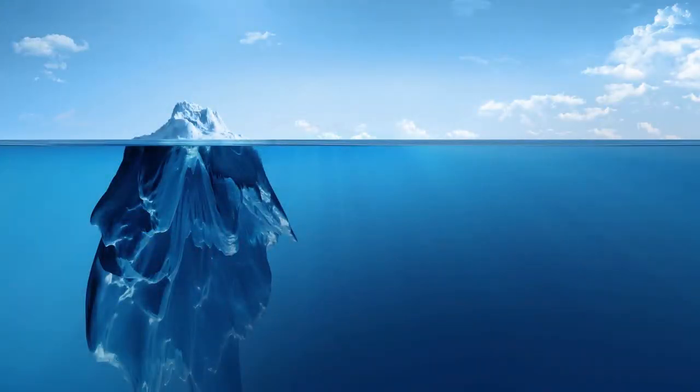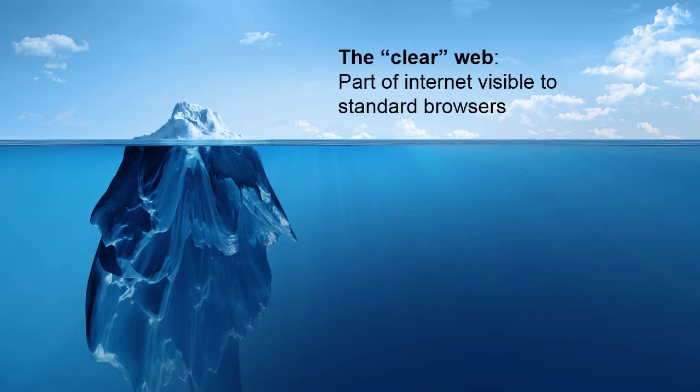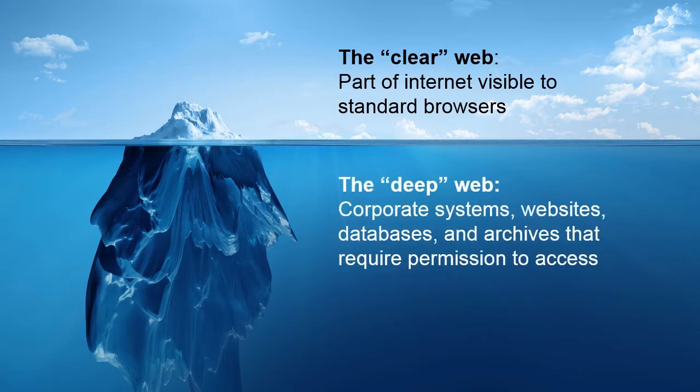Like an iceberg, there is more to the Internet than meets the eye. The clear web, the top of the iceberg, is the part of the World Wide Web that is visible to the general public and is easily accessed with standard web browsers. Examples of sites on the clear web include Google, Facebook, and YouTube, as well as other websites that you probably go to every day. The rest of the web is called the deep web.